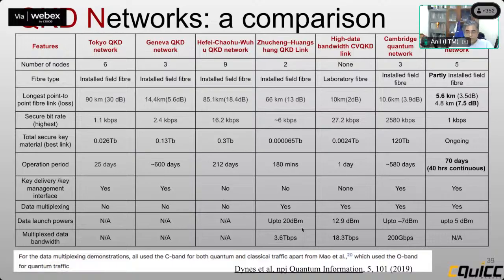Some people are running it with 20 dBm of power. 20 dBm of power is 100 milliwatts. Others are running it at 12.9 dBm or 13 dBm. This is 20 milliwatts versus 100 milliwatts. So the amount of power that you're launching is also very different. So when you're comparing these things, please be careful. They're not all apples to apples, right?